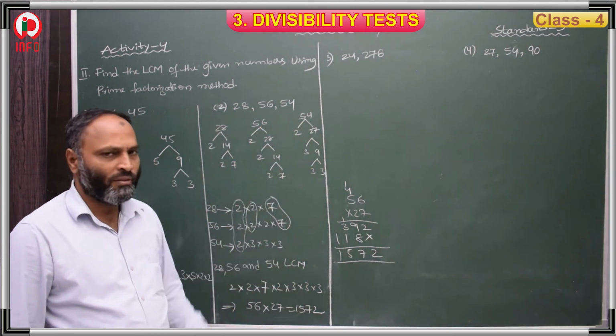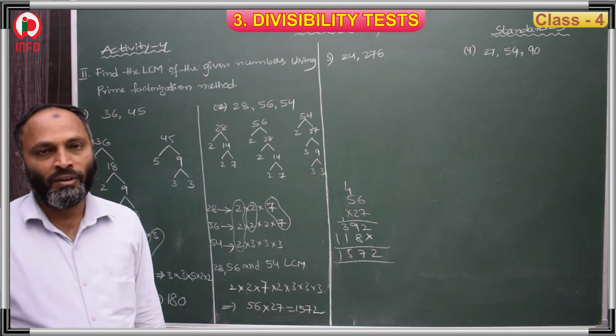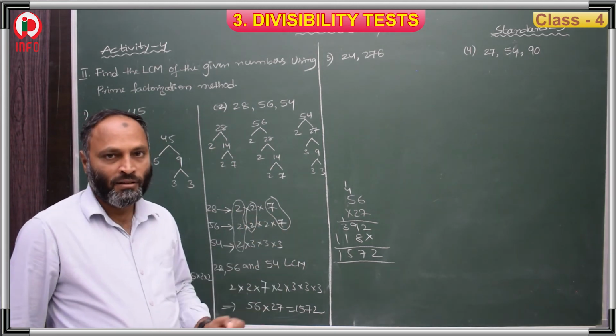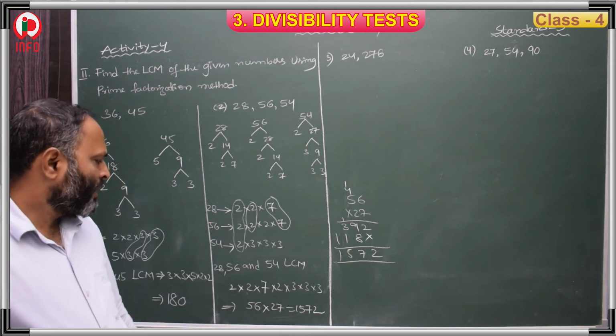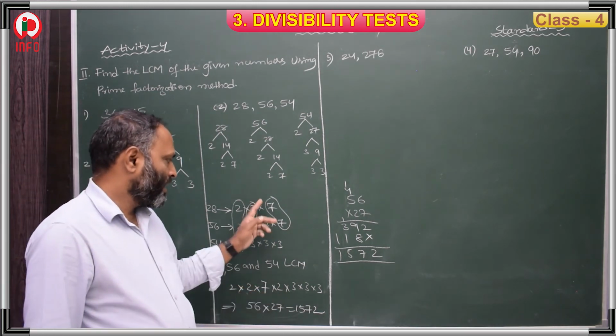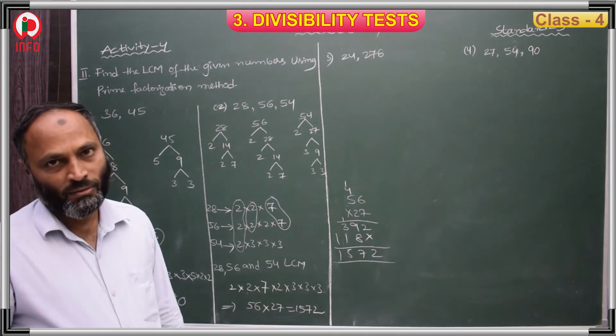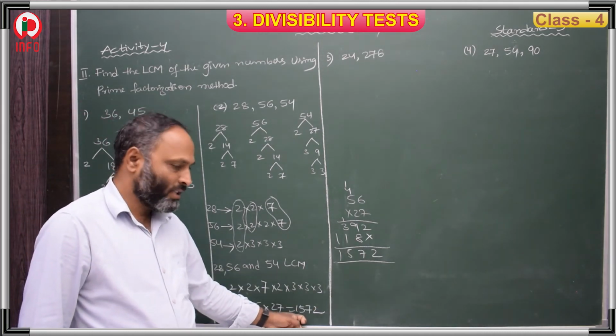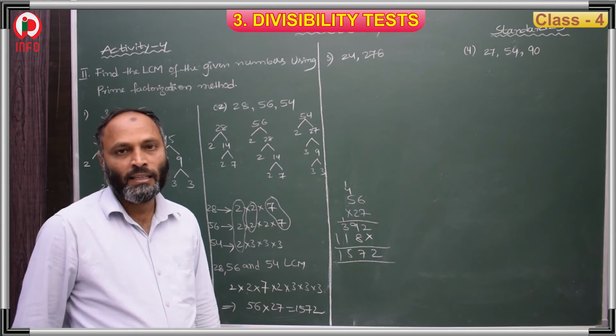First we have to write the prime factors. After writing our prime factors in a tree diagram, we have to take which one is common. According to that we write the common ones first, then whatever is left single we multiply. Then after multiplying all, whatever the answer is, that is our LCM.